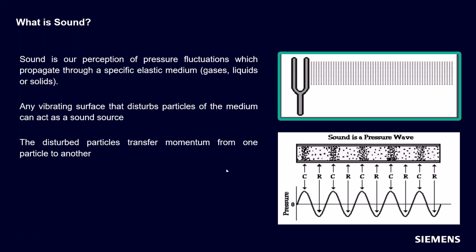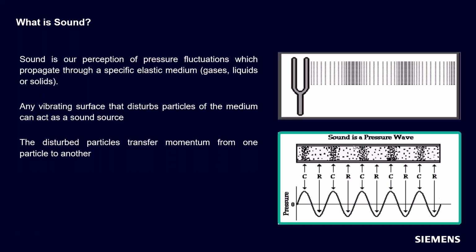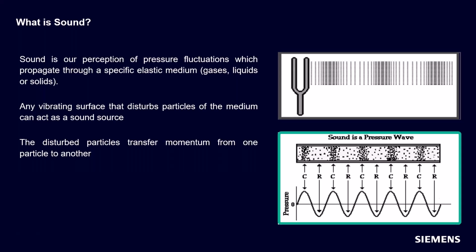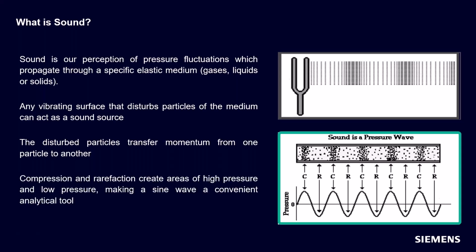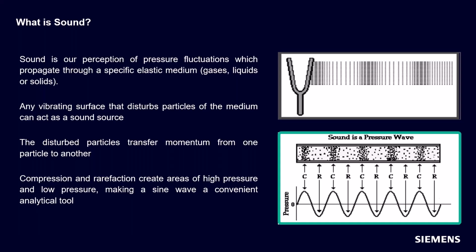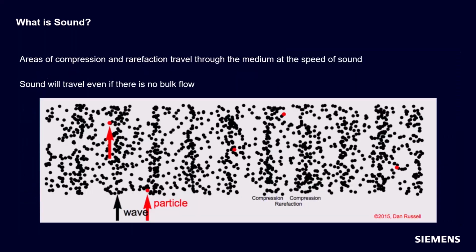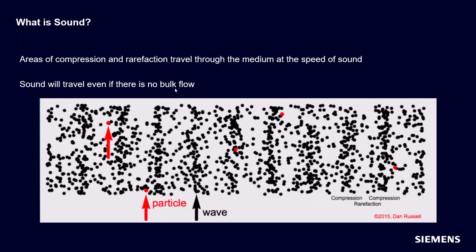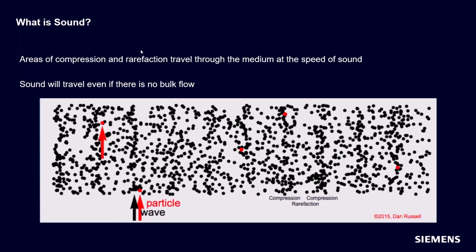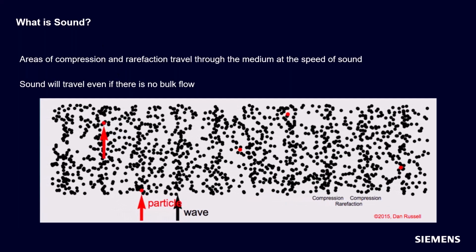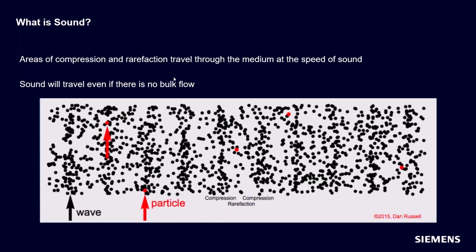And the disturbed particles transfer momentum from one particle to another. In a sound wave, we have these regions of compression and rarefaction, so high pressure and low pressure. And that makes modeling sound as a sine wave a very convenient analytical tool. We've got some other animations here which I think really nicely express the idea that sound will travel even if there's no bulk flow in the medium.